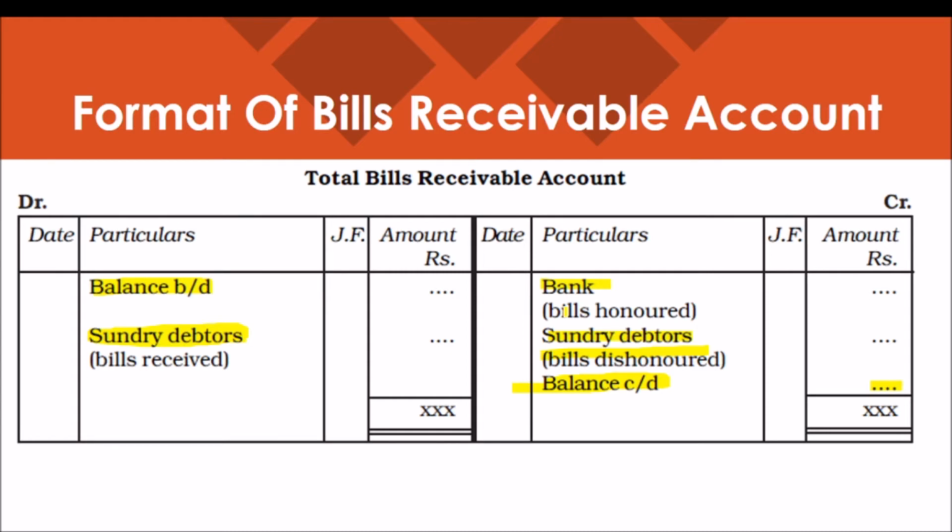So remember, this is another account which is used to find out the missing values. Maybe the value of bill received or sundry debtors, so we are calculating the amount we are getting through the bill. It will be calculated through the preparation of total bills receivable account.